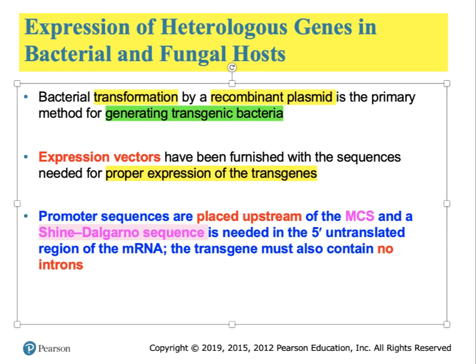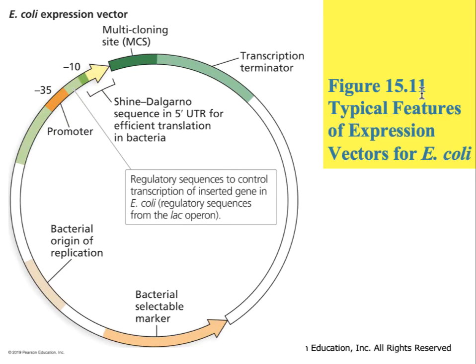One thing that bacteria cannot handle are introns. They don't have a spliceosome able to splice out introns. Thus, any transgenes have to be coded correctly or made from messenger RNA. Figure 15.11 shows us a prototypical expression vector used in E. coli. Please take a moment and look at each element in this drawing and see if you can relate to its purpose in the construct.